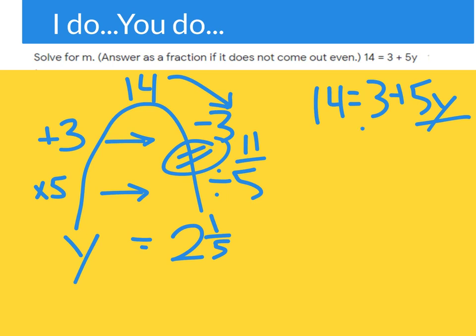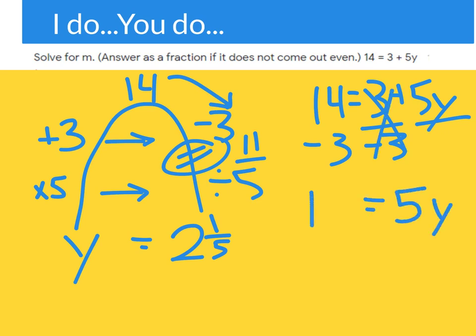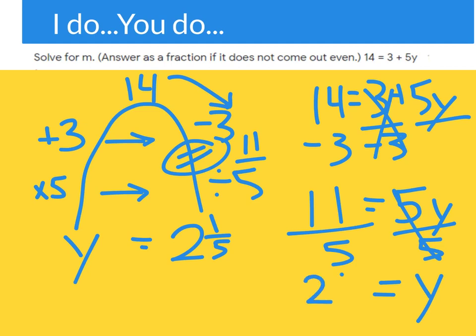They did this, then this. So, of course, we want to undo that in the reverse order. So I'm going to subtract 3 from both sides. Those cancel out. You're left with 5y equals 11. I want to divide by 5 to get rid of that. Those cancel out. You're left with y equals, and 5 fits into 11 twice with 1 remainder, so 2 and 1 fifth.